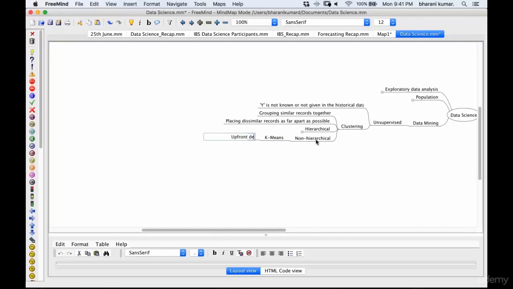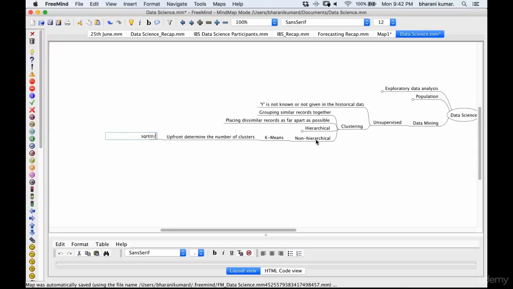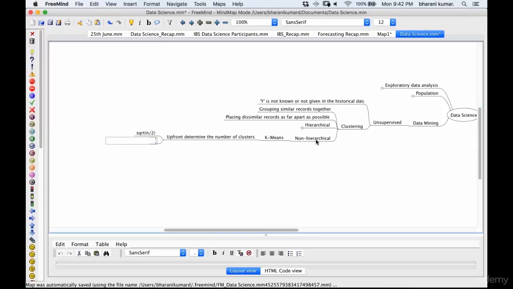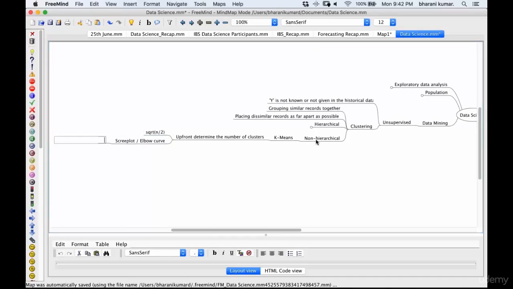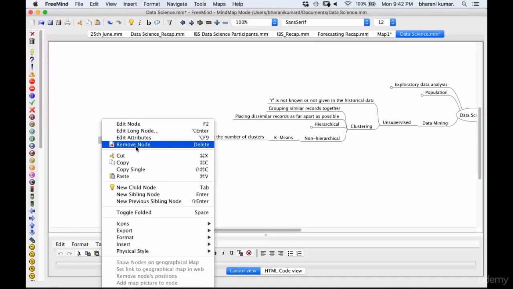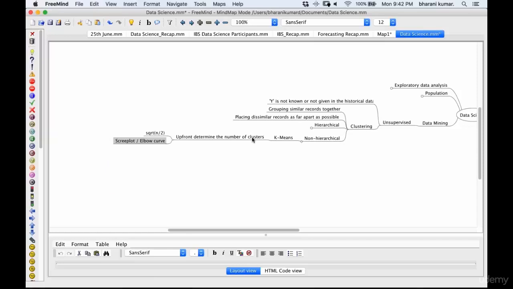Here we determine the number of clusters upfront. How do we determine? The basic rule of thumb to determine the number of clusters is the square root of the number of data points divided by 2, or even better is a scree plot or elbow curve. Right? Scree plot or elbow curve. That's even better. That is how you determine the number of clusters when it comes to k-means.